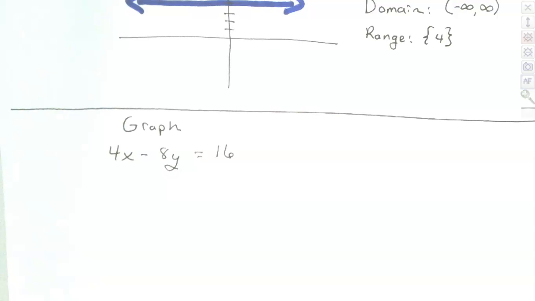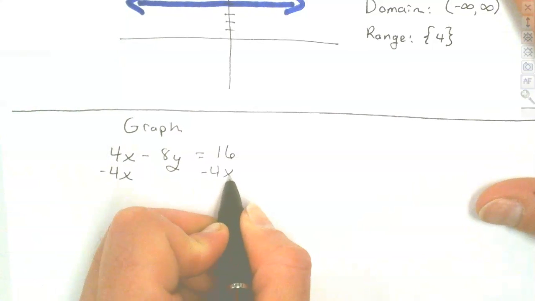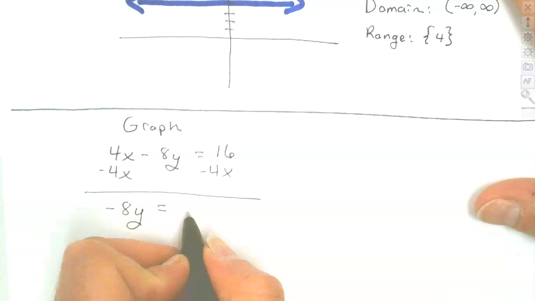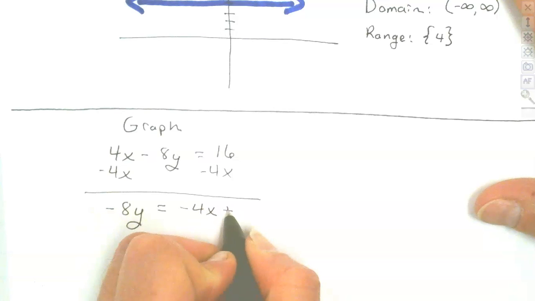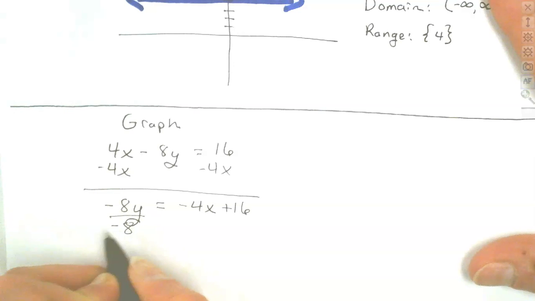We need to first solve this for y. So it has to be in slope-intercept form. So we need to take our equation and we need to first solve this for y. That way we can get our slope and we can get our y-intercept. So we'll move that 4x over. And now we've got a minus 8y equals a minus 4x plus 16. We'll divide by our negative 8.